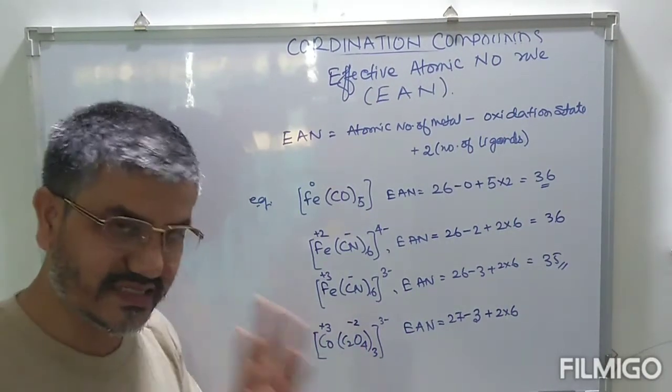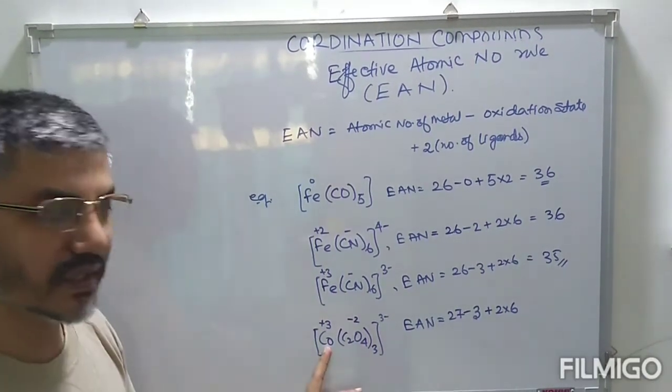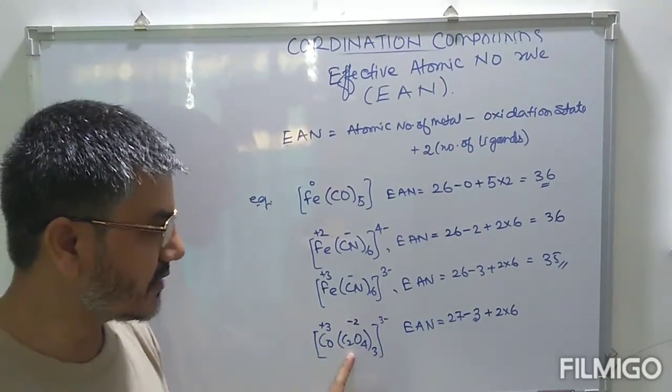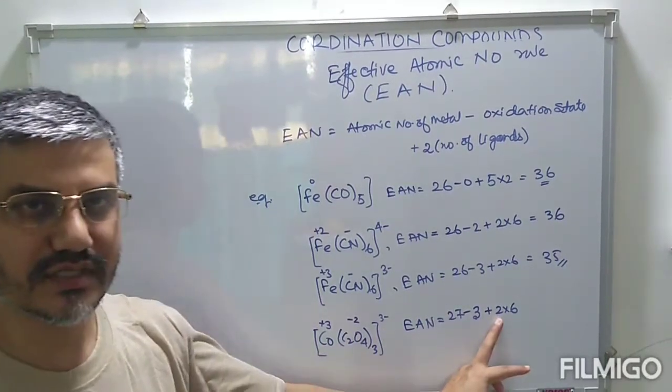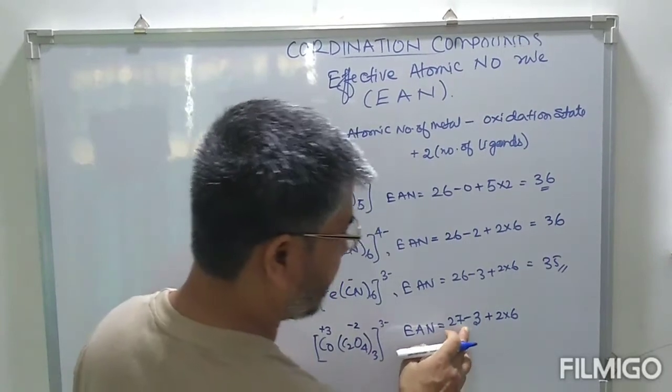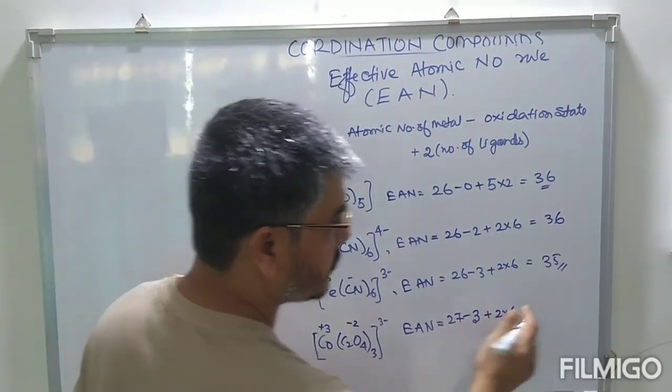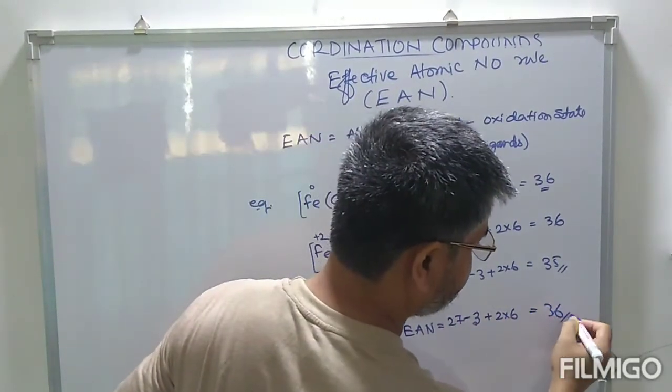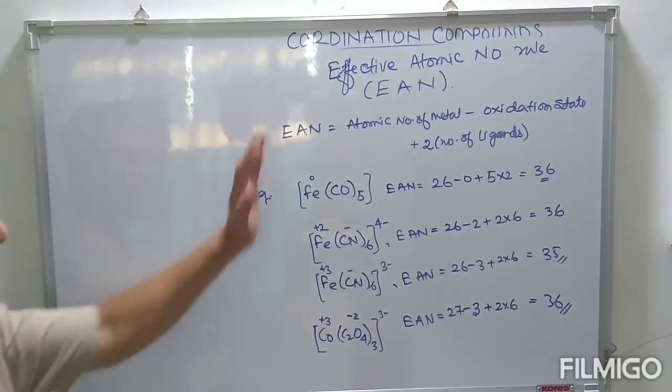So total 6 ligand atoms are bonded to cobalt. Each ligand atom will donate a pair of electrons, that is 2. So 27 minus 3 is 24, plus 12 is 36. So this is how we define it.